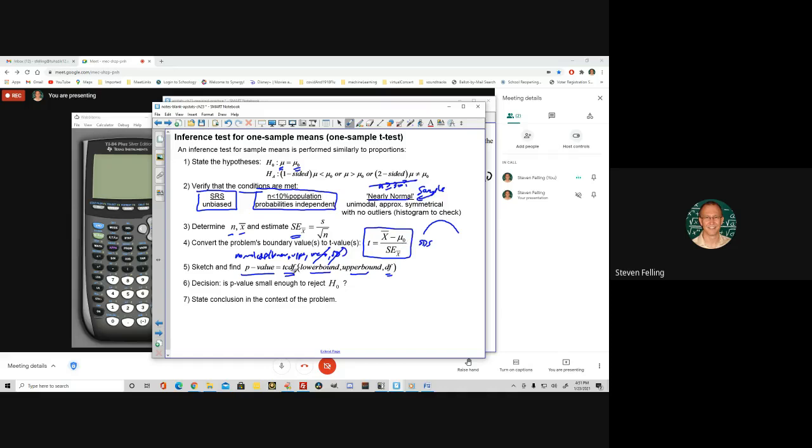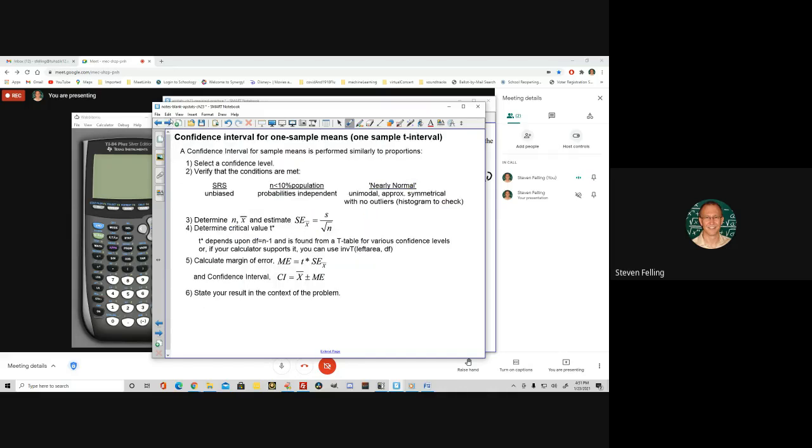And then we do the same thing with the decision and stating the conclusion. We decide whether to reject the null hypothesis based on the p-value, and then we discuss the conclusion in terms of the alternate. So it's almost the same as what we just did in our guess. A couple of little changes, and we'll go through an example of that.